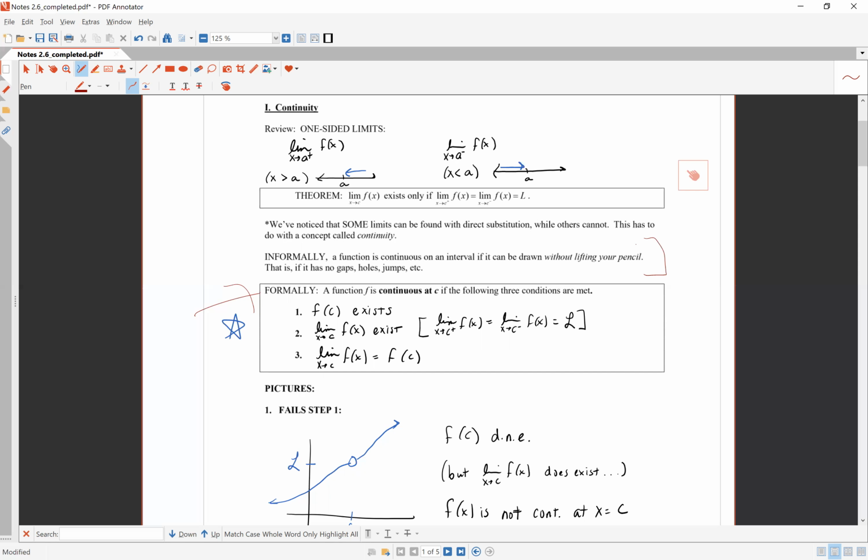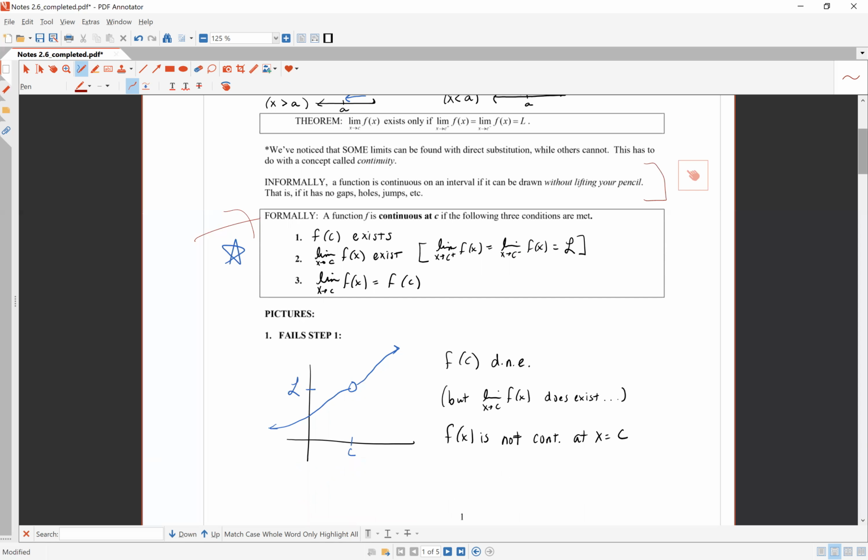A function is continuous at some point C. First of all, f of C has to exist. We've seen problems where maybe there's just a hole in the function. It's defined on either side of C, but f of C is actually not defined there. The limit from the left and the limit from the right as x goes to C has to exist, and it has to be the same value L.